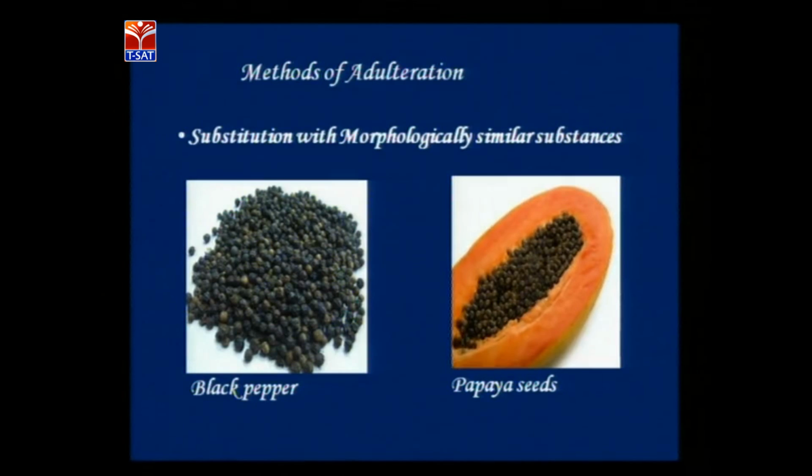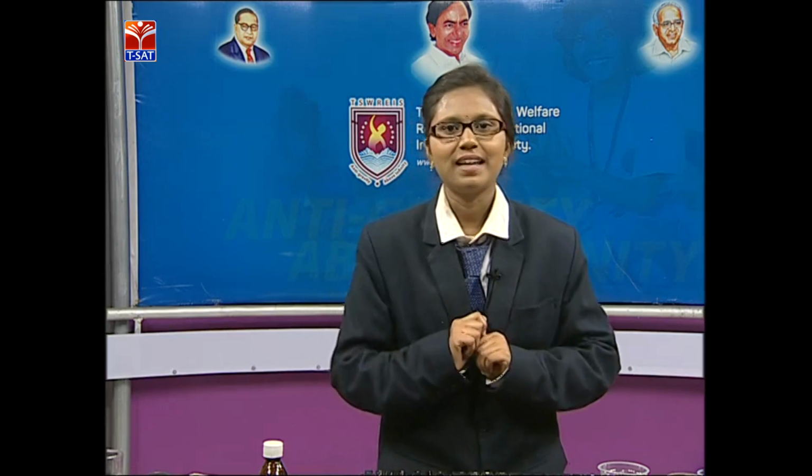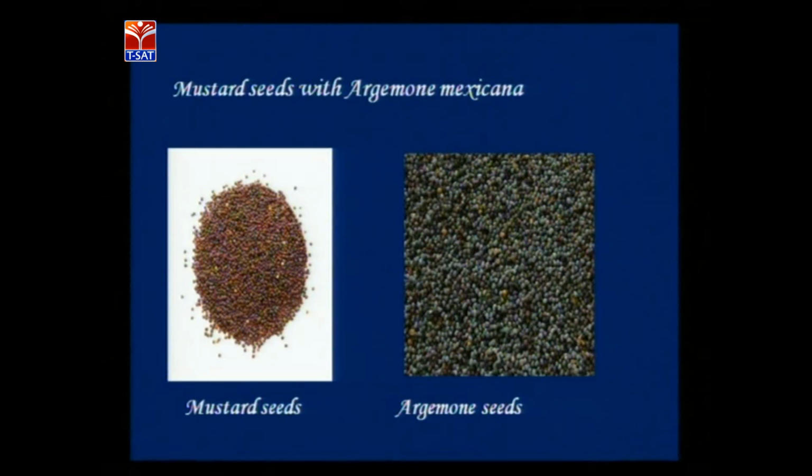Okay, and here see, these are black peppers and these are dry papaya seeds. Both are looking similar, right? So we are buying directly. Then let us know the next slide. See the slide. Here these are Argemone mexicana seeds and here these are mustard seeds. But these Argemone mexicana seeds are exactly similar to these mustard seeds, right? So these are mixed with these mustard seeds, practicing adulterations.